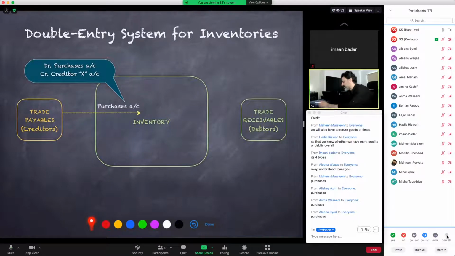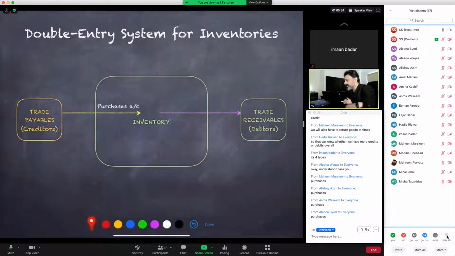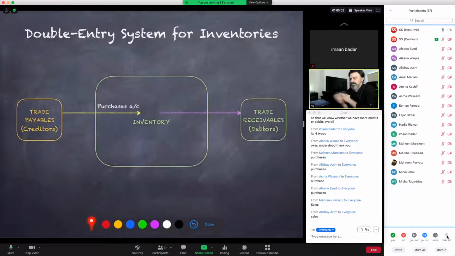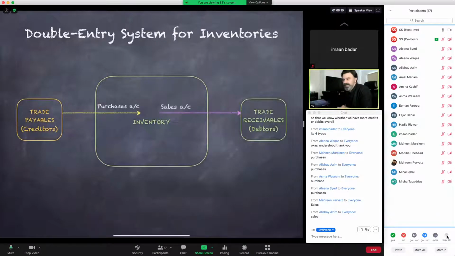Okay, good. Now let's see how we interpret this second movement. This is a movement of inventory from our premises to our debtors or trade receivables. So this must be, Mehreen says sales. Absolutely, Alicia, very good. It must be sales, right? Because our inventory is going to our trade receivables or debtors or customers. Customer is a more general description of our trade receivables. We prefer using the term trade receivables or debtors, but right now you can say it is going to customers. So yes, this is your sales.